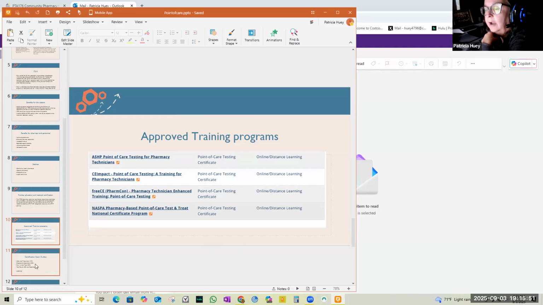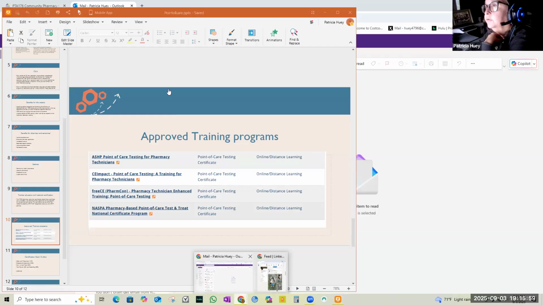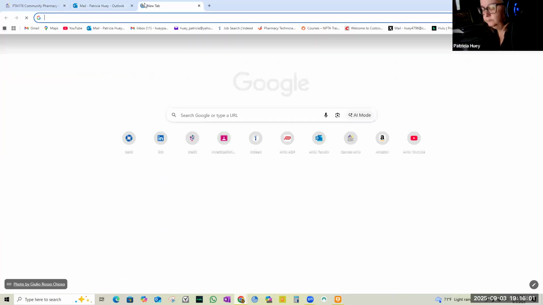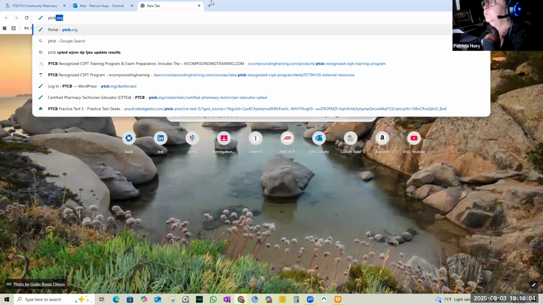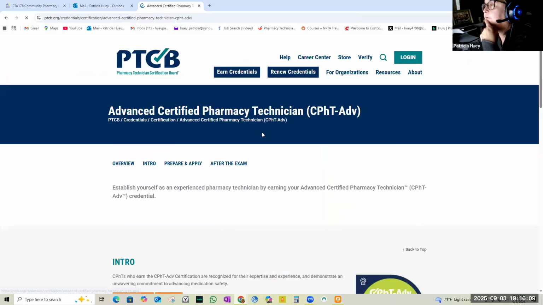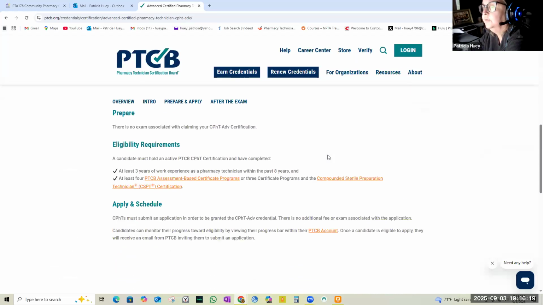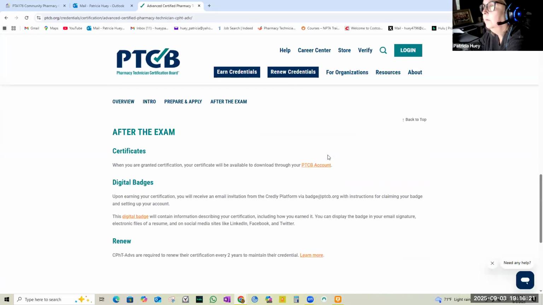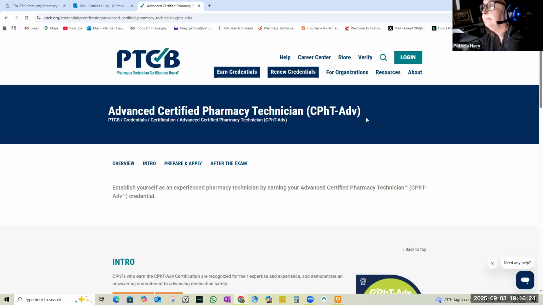And I can pull that up too, so I can show you there are different designations that you are able to earn. I'm pulling it up right now. So here's where I go to ptcb.org and click on Earn Credentials, go to Advanced Certified Pharmacy Technician, and it's going to provide you, why aren't they showing me the list of it? This is for you to apply once you have the four things.